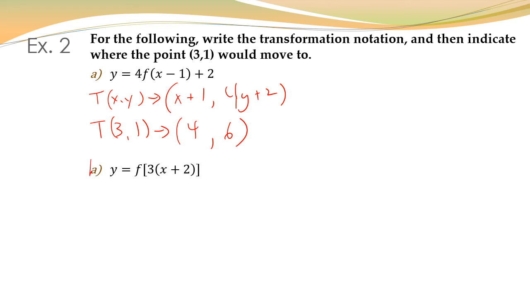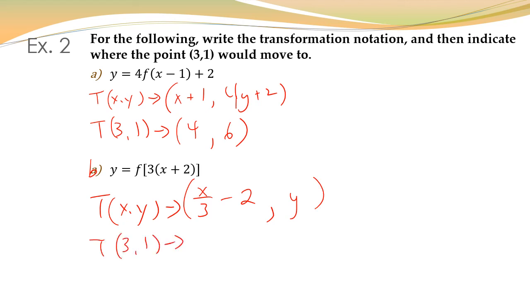That should say B, not A. So B, same idea, T(x,y). That's our k value, and it's already been factored out, so we don't have to worry about that. So x over 3. And then even though it looks like a positive 2, remember our d value is negative 2. And then a and c, there's nothing there to affect y, so it's just y. And we're going to take that point, (3, 1). 3 divided by 3 is 1, minus 2 is negative 1, and y is unchanged.